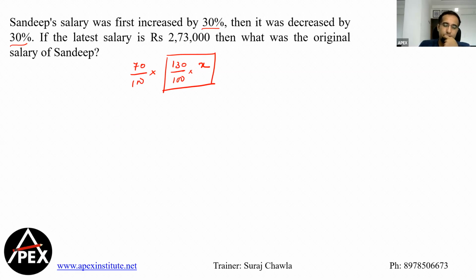Clear? So what am I looking at here? If I look at it this way, the final salary is 2,73,000. And this becomes your answer. Nothing else. Is this point clear, guys, from all of us? Any doubts?